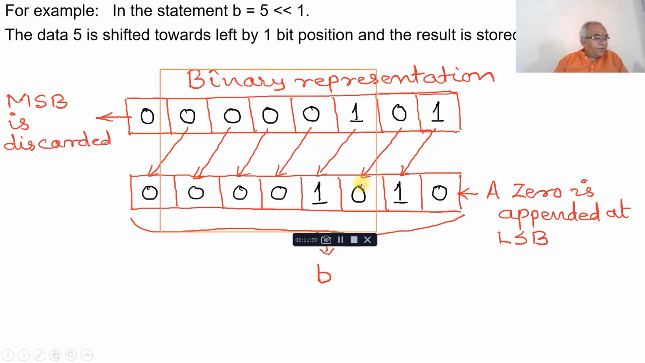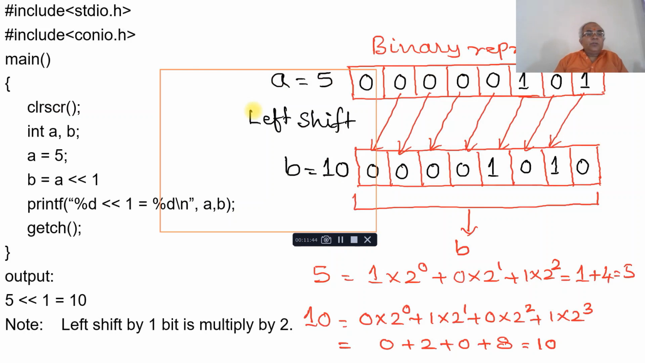So how are we going to show this? By using a simple program. You can see include stdio.h, include conio.h, main, then open the curly parenthesis, clrscr, int a, b, a = 5, b = a << 1, printf("%d << 1 = %d\n", a, b), then the getch function, and this will be the output. When you do that, you get 101, which means it should be 10.